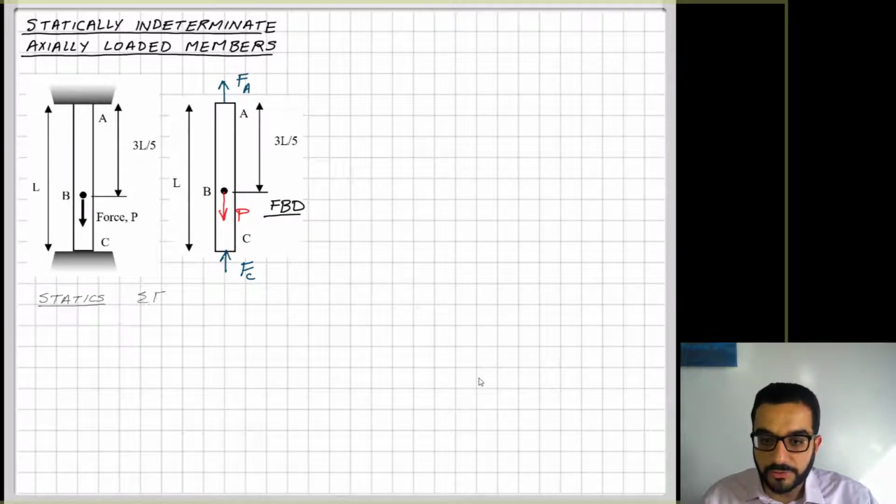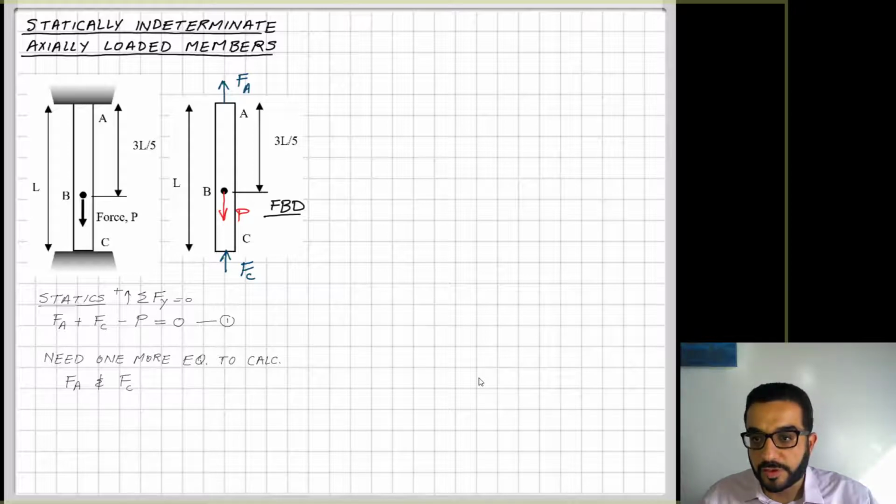So I have only one reaction for A and one reaction for C. If I apply statics and equilibrium, sum of forces in the Y direction, I have FA plus FC minus P equals 0. And because I excluded any moment action or horizontal force equilibrium, I'm only left with one equation and 2 unknowns, assuming that P is given. So I need a second equation to be able to solve for FA and FC.